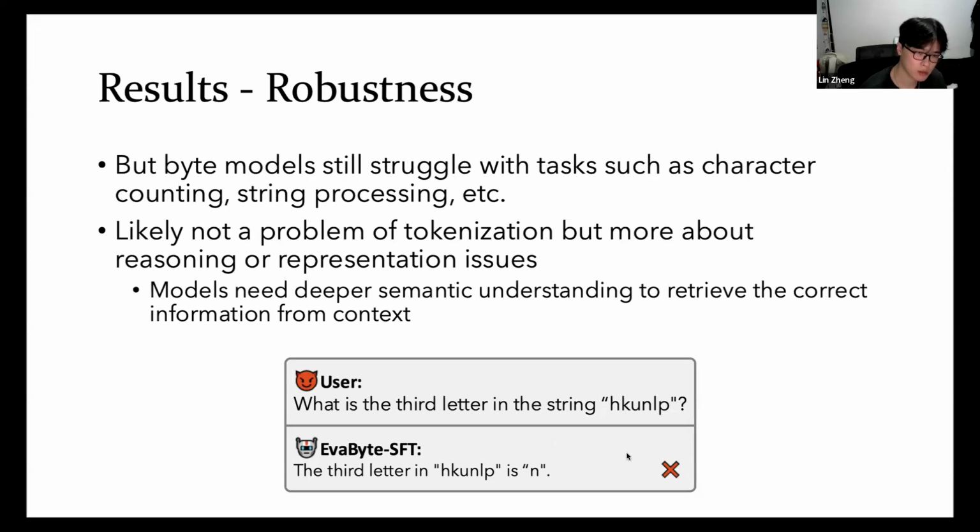Here are some very concrete examples. If you ask the model to output a specific character or some ordinal number in a particular string, the model just gets it wrong. Our hypothesis is that the counting problem or string manipulation is likely not a problem of superficial textual pattern matching. It's more a problem of reasoning, some other representation issues, or some deeper root causes, because models in this case have to dig deep into semantic understanding to retrieve the correct information, instead of fully relying on simple textual pattern matching. So we observe that the model is not as robust as expected. That's a negative finding in our preliminary experiments.